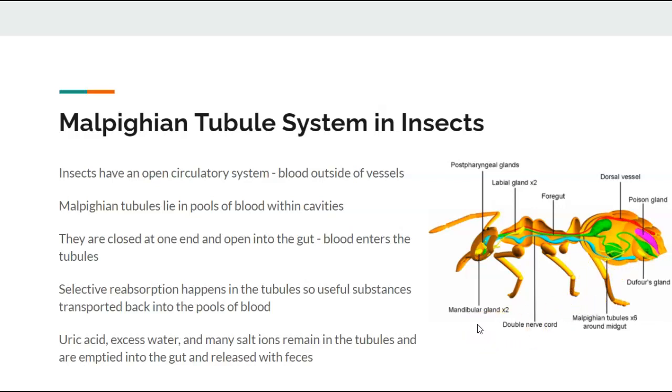So the useful substances just get spit back out into the blood pool, and then everything else is emptied out into the gut and then released with feces. So they just constantly have blood flowing through them, and then it either goes back out into the blood or it goes into the gut.